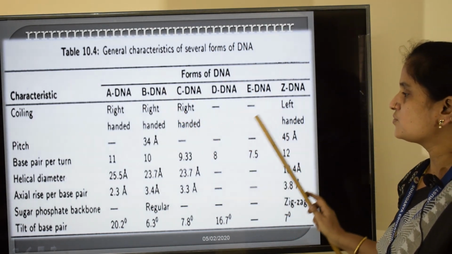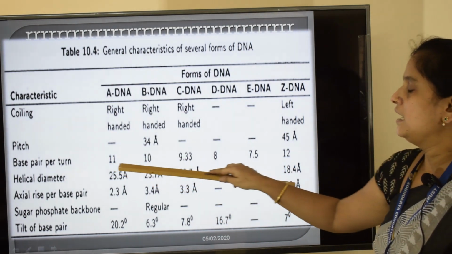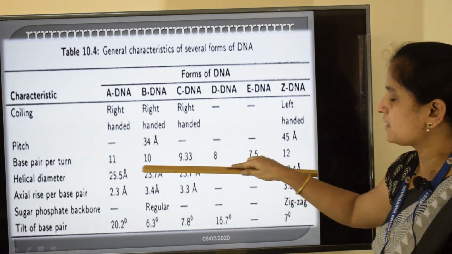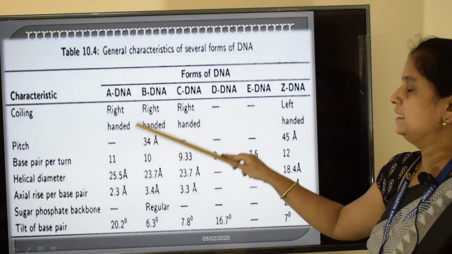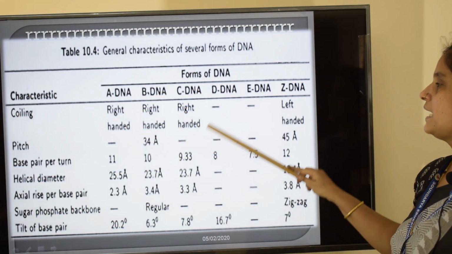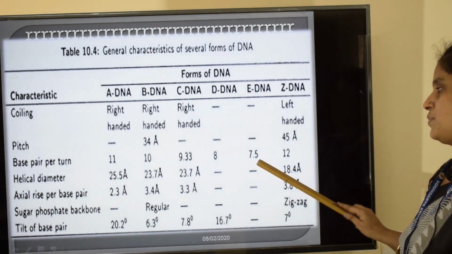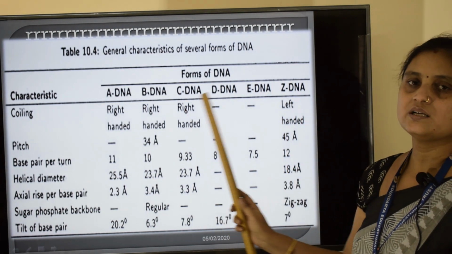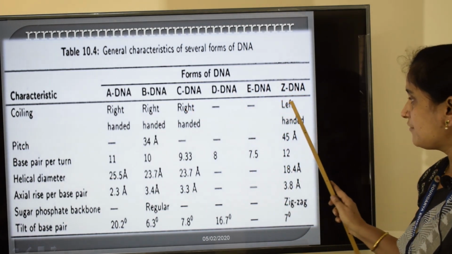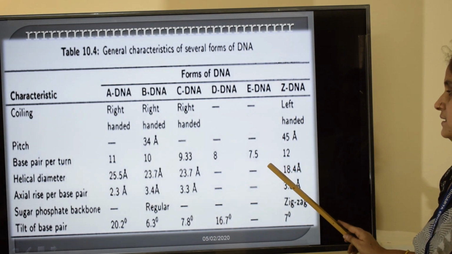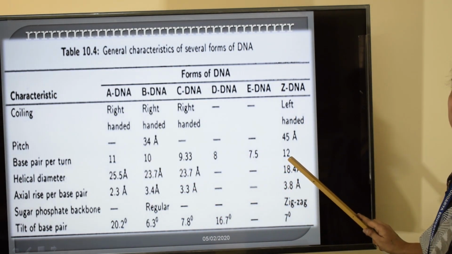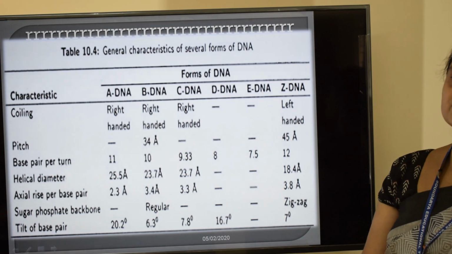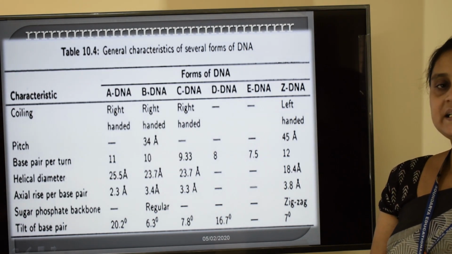You can easily remember these different forms of DNA, as the number of base pairs is arranged in descending order. In A there are 11, in B 10, in C approximately 9, in D 8, and in E approximately 7 base pairs per turn. In the case of Z it is totally different from all the other forms. Z has left-handed coiling, and in addition there are 12 base pairs in each turn. These are the different forms of DNA you need to remember for your CET examination as well as the NEET examination.